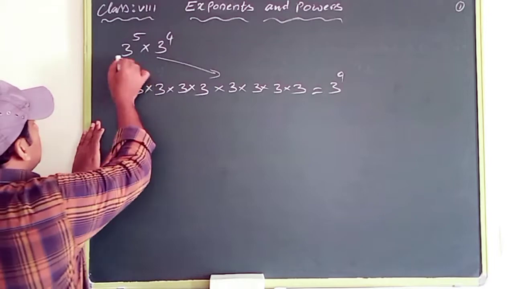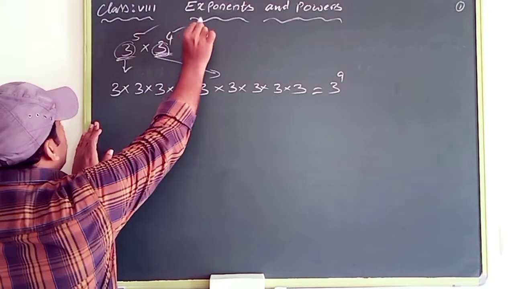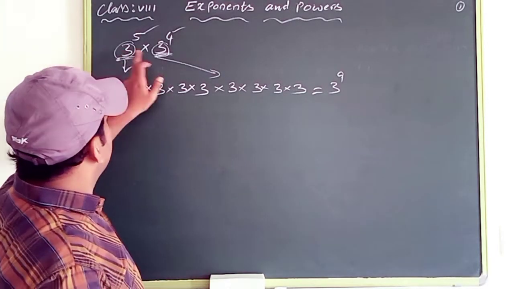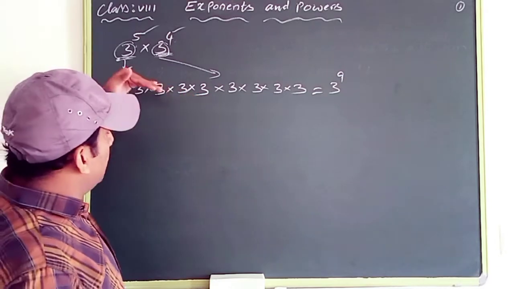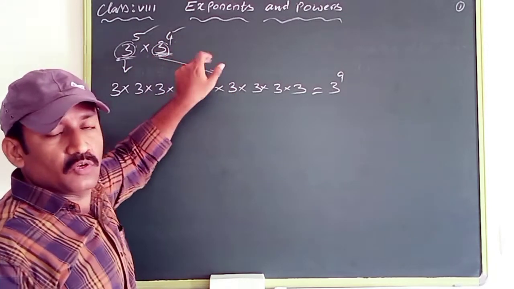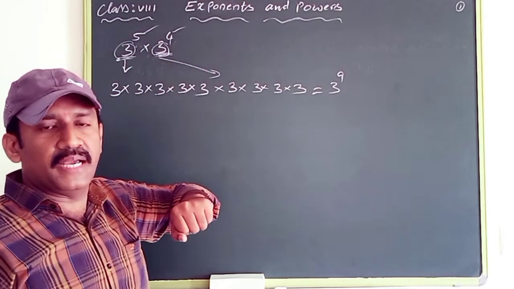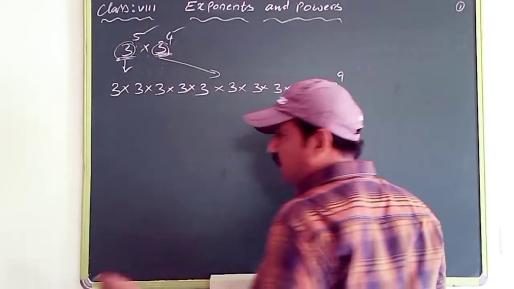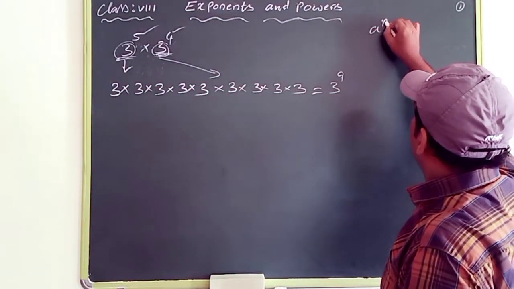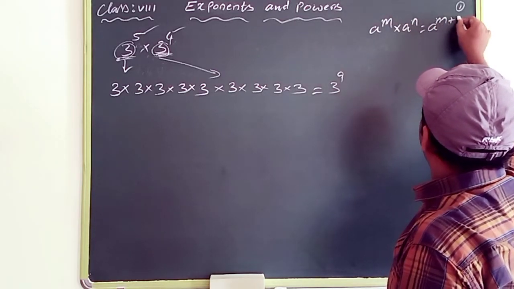When you have the same bases, these 3's are called the base, and these 5 and 4 are called powers, or exponents. This is the base and this is the exponent. When the bases are equal and you are multiplying, the exponents can be added: 5 plus 4 is equal to 9 directly. Got it? So the first law of exponents you find is a to the power of m into a to the power of n equal to a to the power of m plus n.